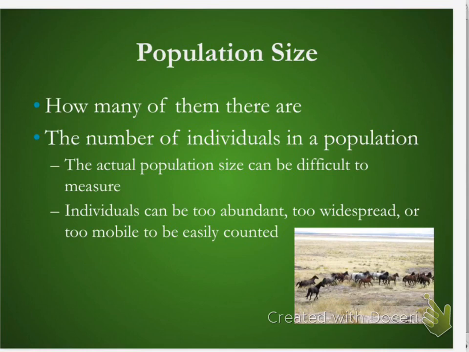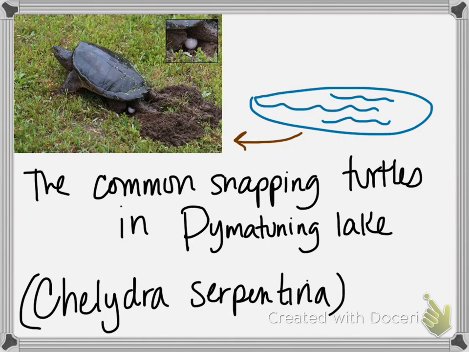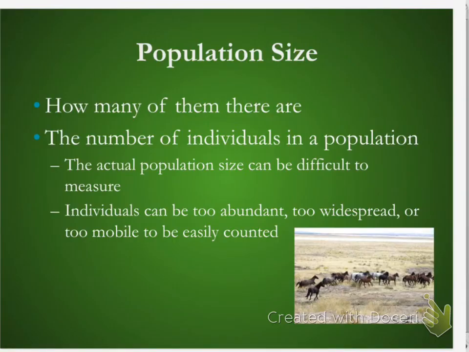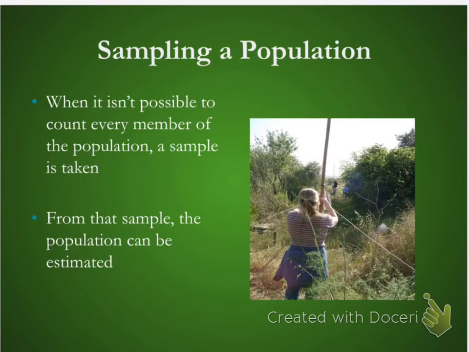For instance, let's think about our snapping turtle. Do you think it's reasonable or feasible or possible to capture every snapping turtle in Pymatuning, it's a big lake, and count them and tag them? Probably not. That would be pretty hard to do. It's even worse for species that are really mobile. Think about wild horses out west. Think about insects. They're so numerous. How would you ever count them? Well, I'm glad you asked.